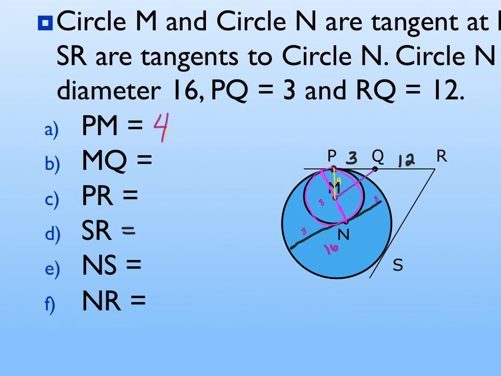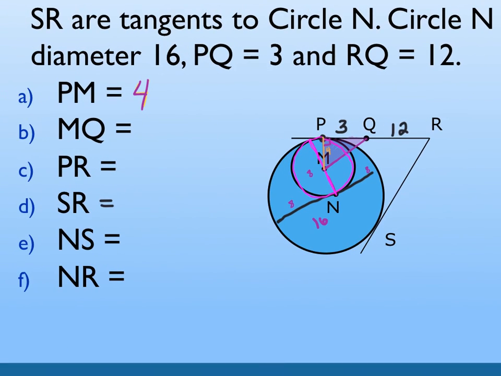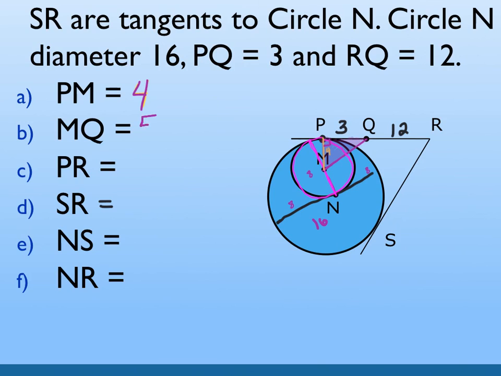Okay, all of this is math. Then it says MQ. So what's happening in this little shape here? What kind of triangle? How do I know that? Because if it's tangent, then it intersects the radius at a 90-degree angle. So what is MQ? 5. That's another triple. 3, 4, 5.